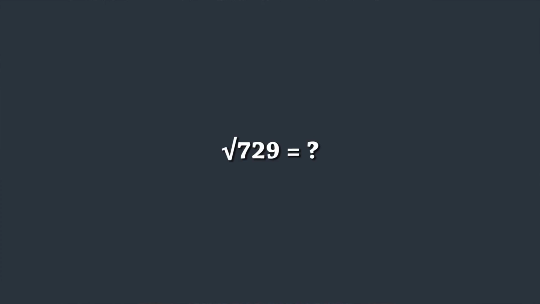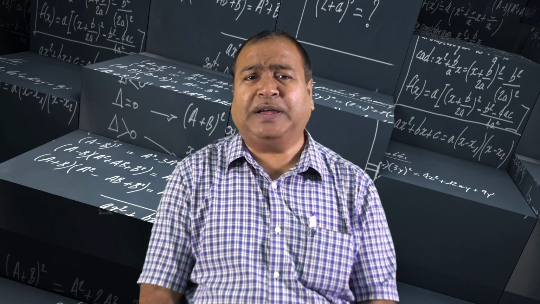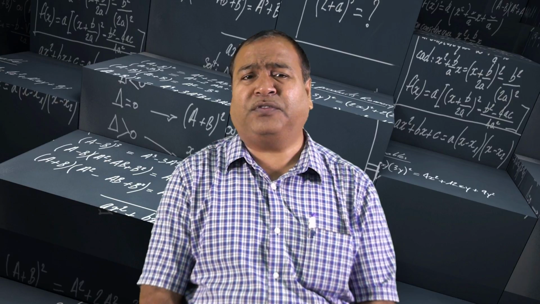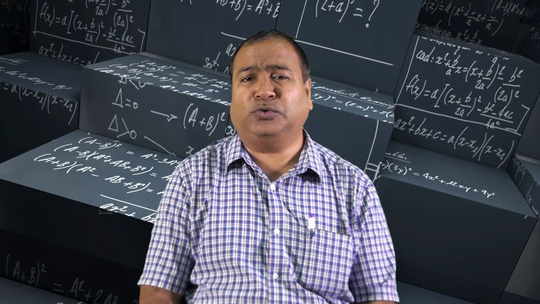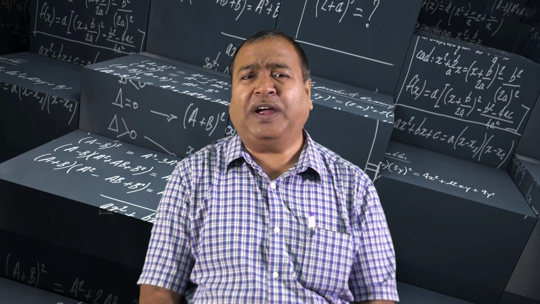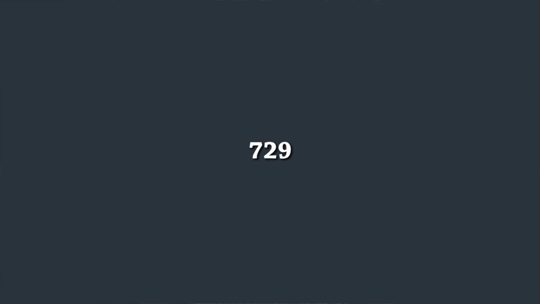Let us find the square root of 729. First, we can estimate that the square root of 729 has 2 digits. Now, to find its square root, we will have the following steps. Step 1. Place a bar over every pair of digits starting from the unit digit.